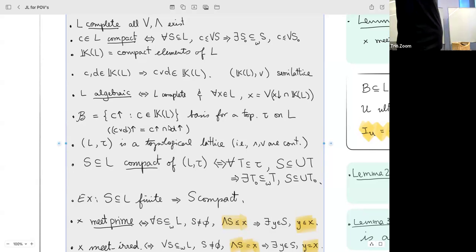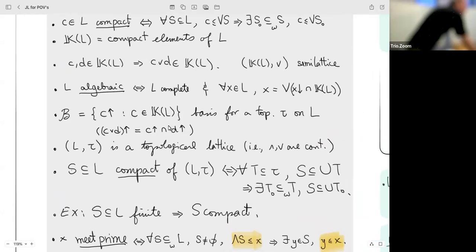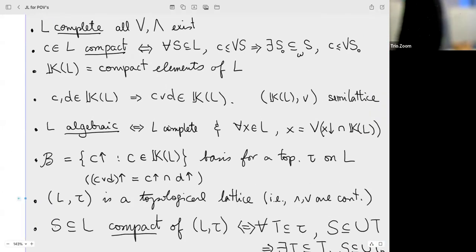So a lattice is complete if all the joins and all the meets exist. An element is compact if every time that this element is covered by the join of a set of elements of your lattice, then there is a finite subset that also covers the element c. It is the typical abstraction of the notion of compactness from topology. We denote by K(L) the compact elements of L.